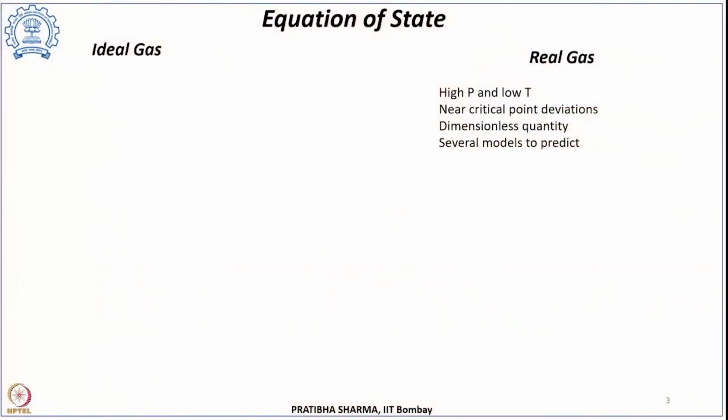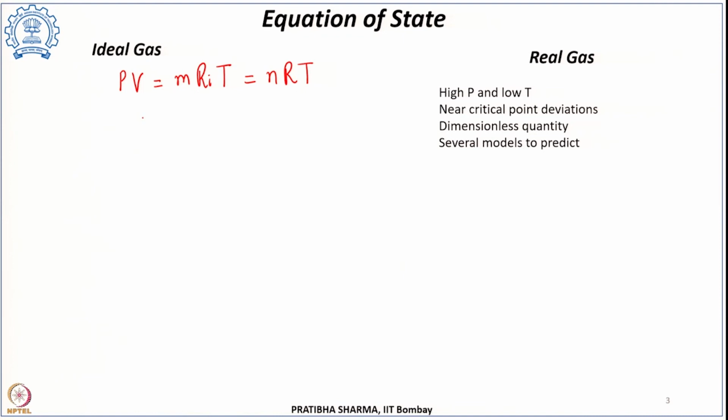For example, if we consider an ideal gas, we know the ideal gas law where the pressure, volume and temperature are related as PV = m Ri T, where m is mass, Ri is the specific gas constant, T is temperature, P is pressure and V is volume. Or we can also write it as PV = n times the universal gas constant times temperature.